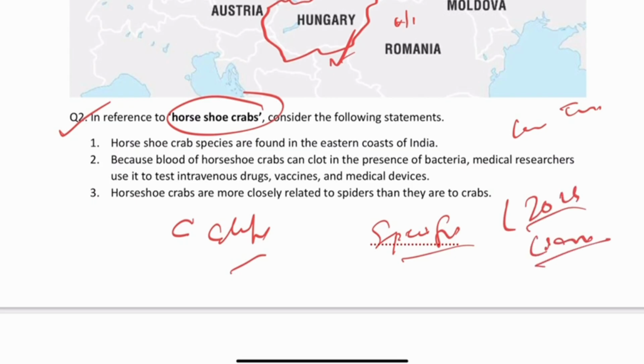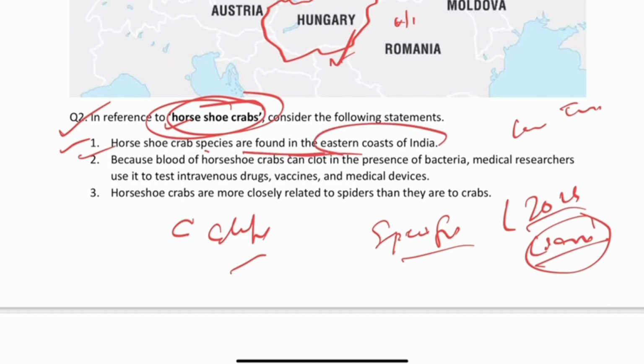No matter wherever you go, whatever you study, it will always be in your news and you have to take care. Now here, in reference to the horseshoe crabs, the species are found on the eastern coast of India. This is important because their habitat has to be known. The second important thing is that the blood of horseshoe crabs can clot in the presence of bacteria, so medical researchers used it to test intravenous drugs.